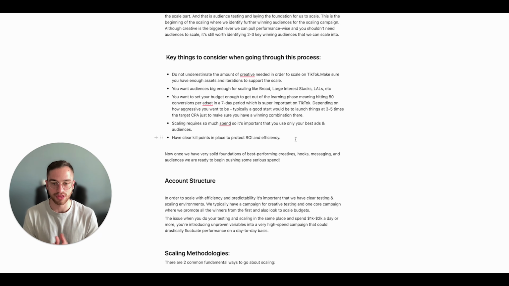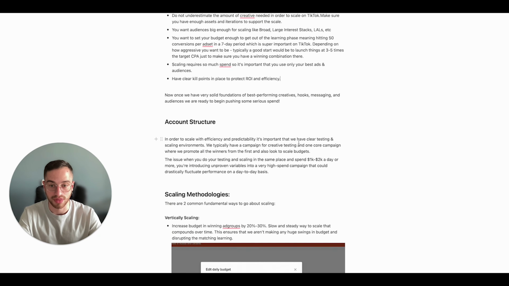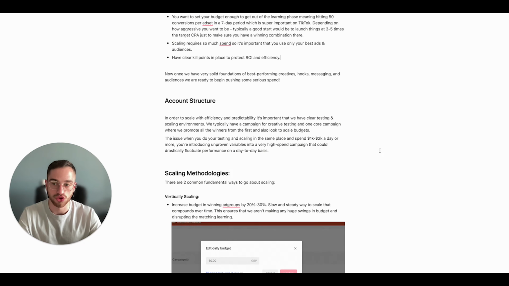So now, once you have these solid foundations with the best performing creative hooks, it's really time to push some serious spend. Account structure is super important. You need 2 different environments, testing and scaling, in order to scale with efficiency and predictability. As I said, I typically have a campaign for creative testing and one core campaign where we promote all the winners and do all the scaling. The issue with one testing and scaling environment is that when you spend 1-2K a day or more, you are introducing unproven variables into a very high spend campaign that could drastically fluctuate performance on a day-to-day basis.